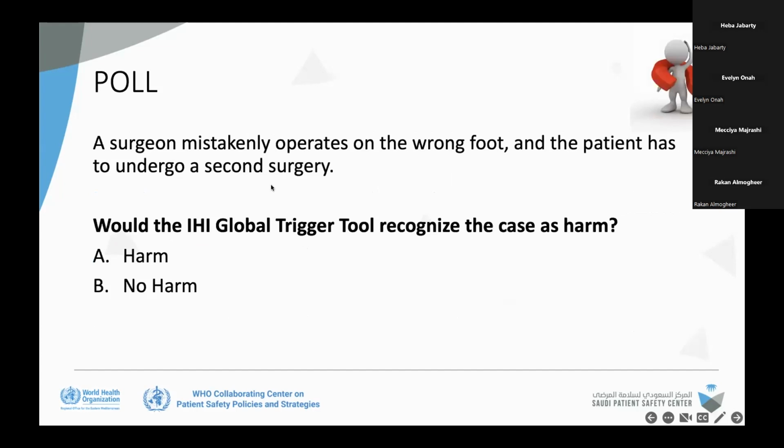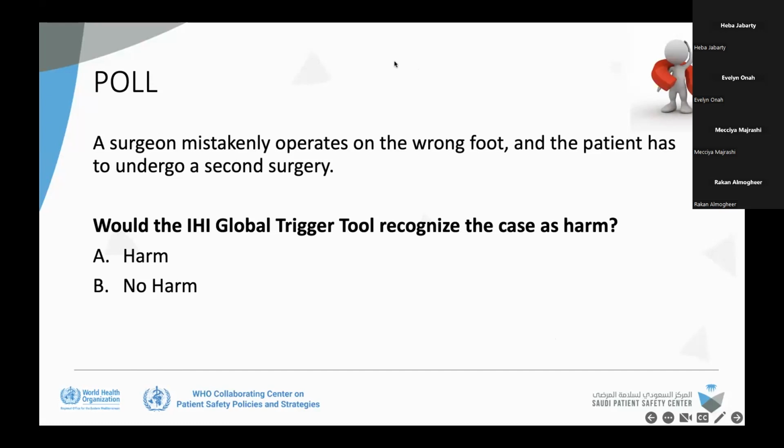And now we will move to the following polls. A surgeon mistakenly operates on the wrong foot, and the patient has to undergo a second surgery. Would the IHI global trigger tool recognize this case as harm? We will launch the poll now. Your participation is highly appreciated. Why do you think the IHI trigger tool recognizes this as harm? Do you think it is harm or no harm?